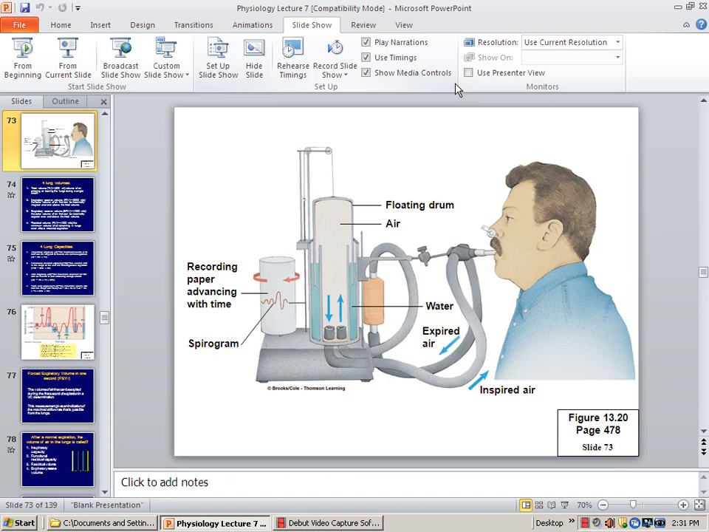Laplace. Yep. Increased surface tension increases collapsing pressure. Decreases surface tension. Right. Yep.